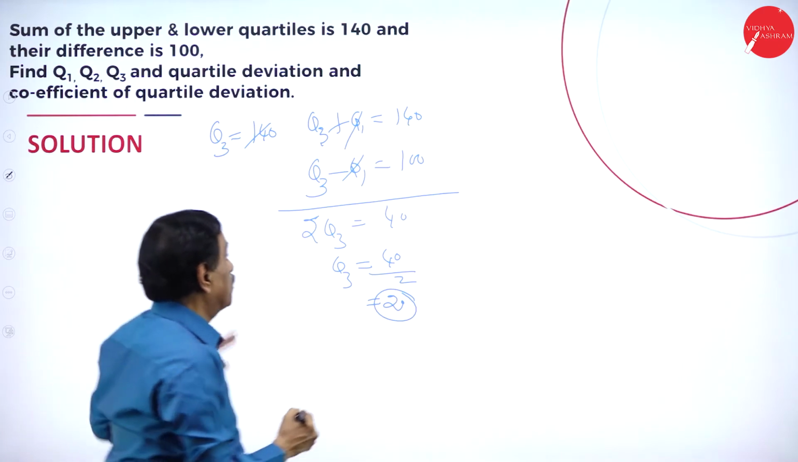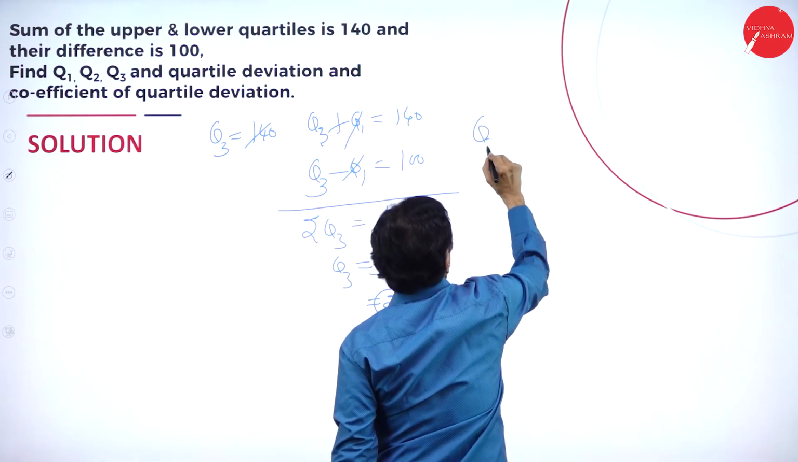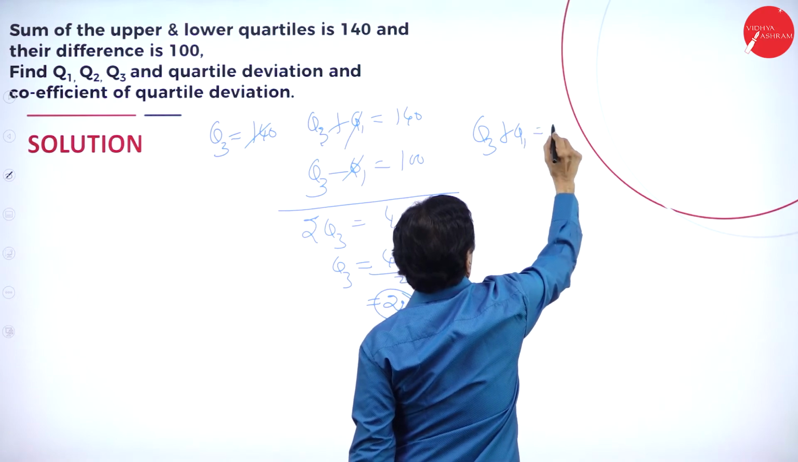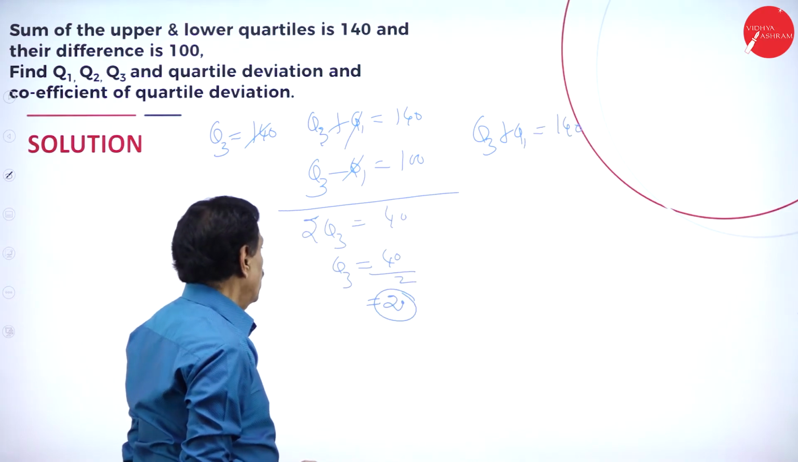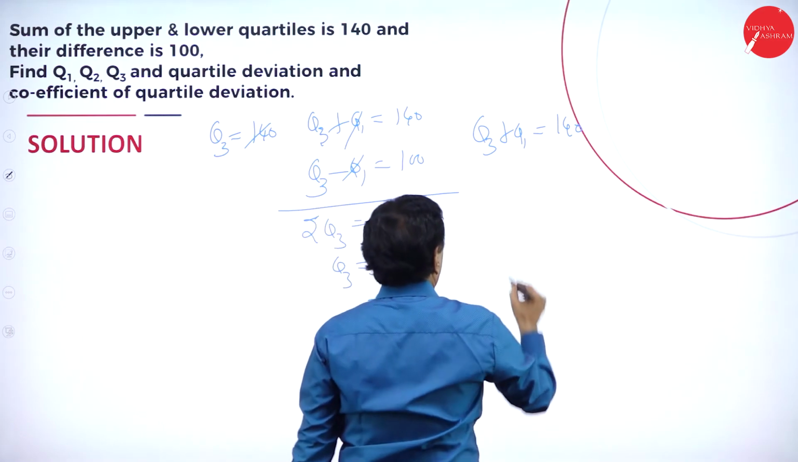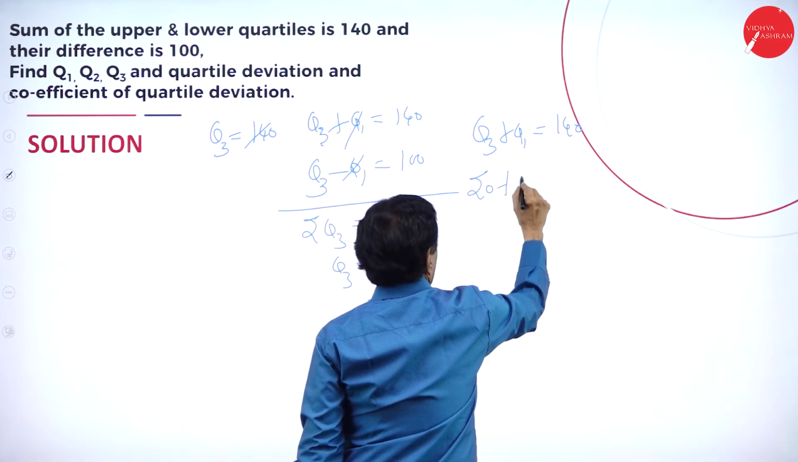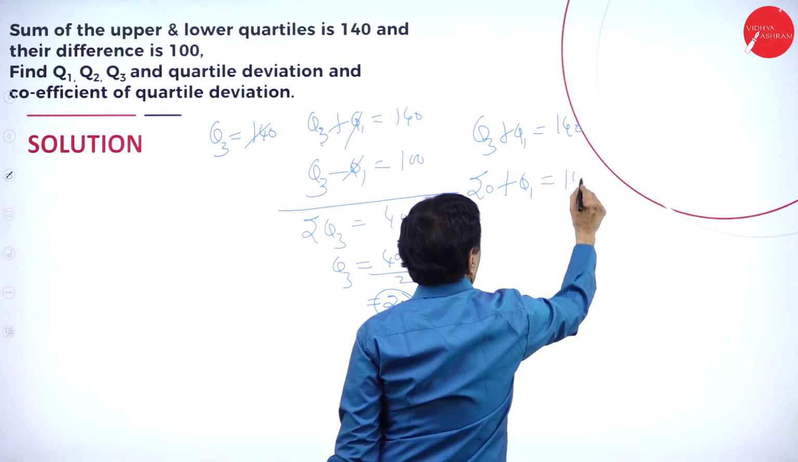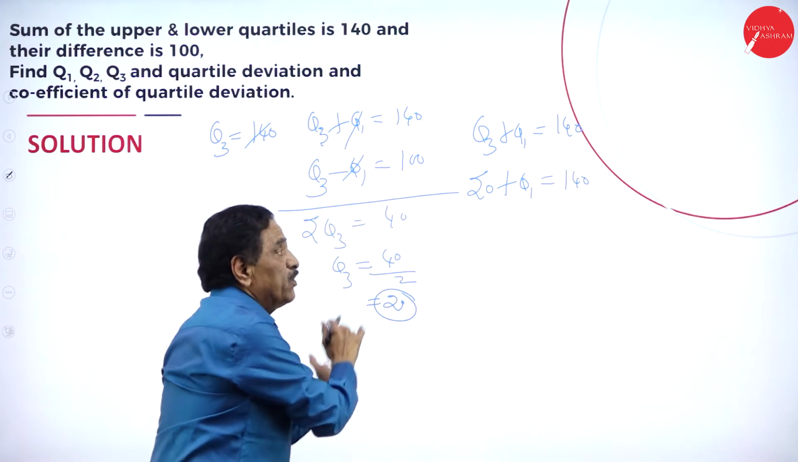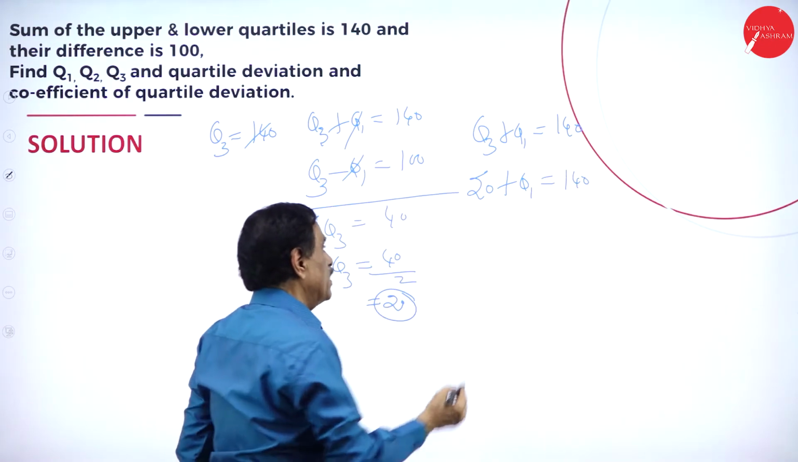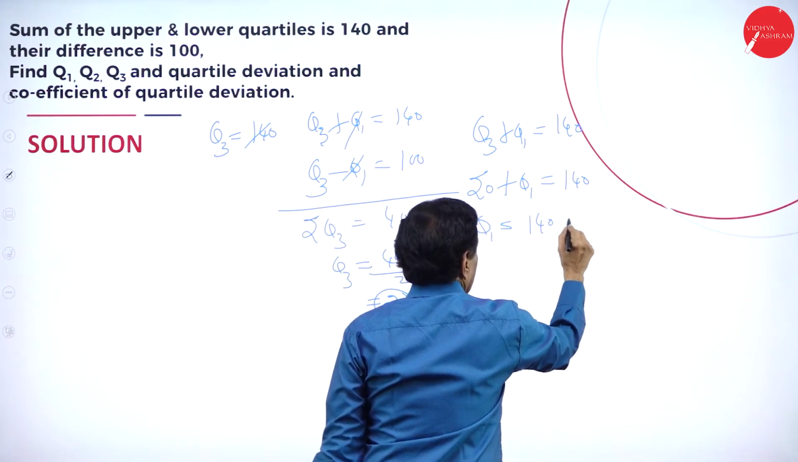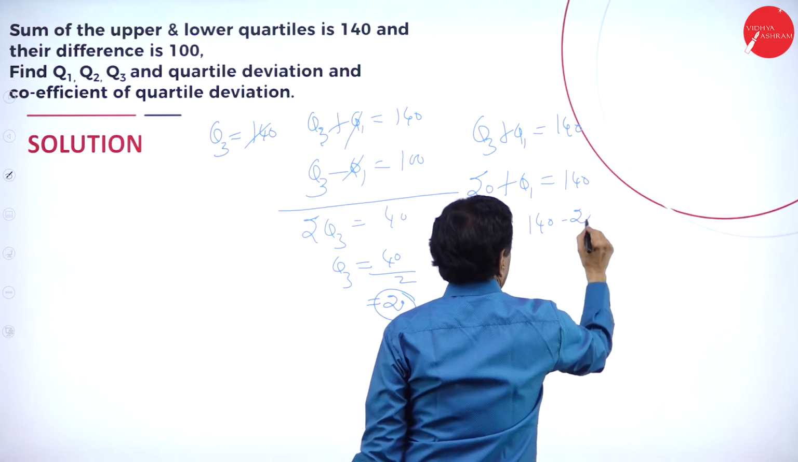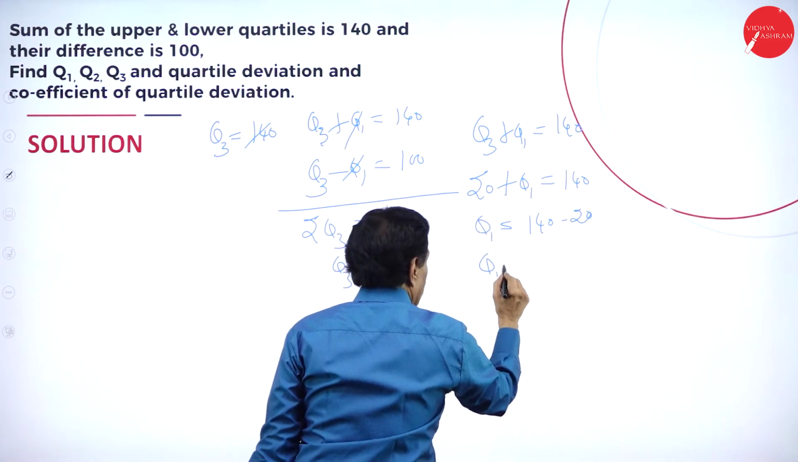You apply to the first one. Q3 plus Q1 is equal to 140. You know the formula. So, what is your Q3? 20 is there now. 20 plus Q1 is equal to 140. You take 20 to that side, plus becomes minus. Q1 is equal to 140 minus 20. So, Q1 is equal to 120.